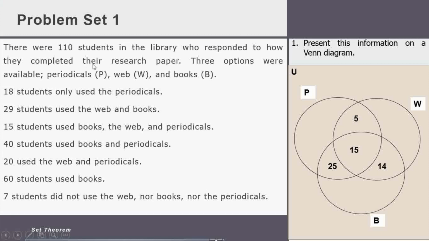Out of these 110, 18 students only used periodicals. Now here, this one is specific and it's direct. It's saying 18 students only used periodicals, meaning that these 18 will be pushed where periodicals are. So we'll have 18 students there who only used periodicals because they did not use any other. To them, they only use periodicals in their research paper. So this information will be carried the way it is and placed where there is periodicals.